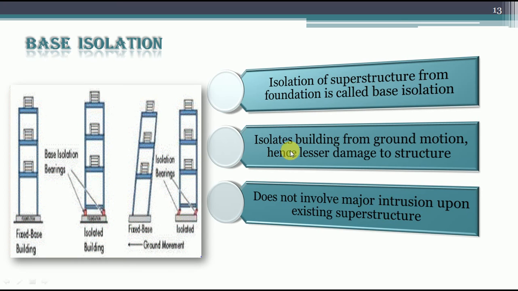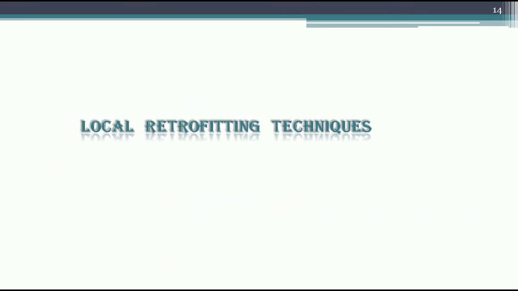In the base isolation technique, we are introducing bearings like this. Bearings are introduced between the superstructure and substructure, and when an earthquake happens, the bearings may provide stability to the superstructure and it causes less damage to the structure and it does not involve major intrusion upon the existing superstructure. Moving on to the local retrofitting techniques.